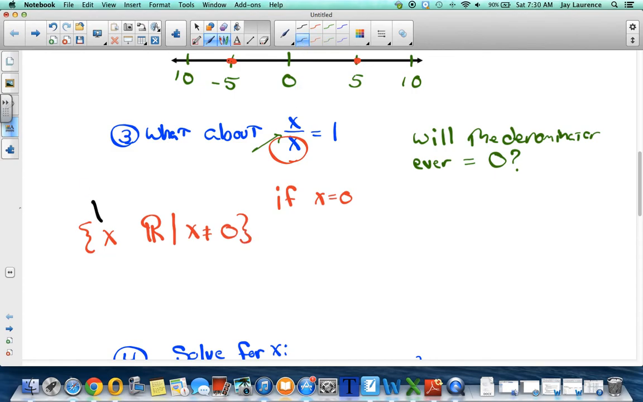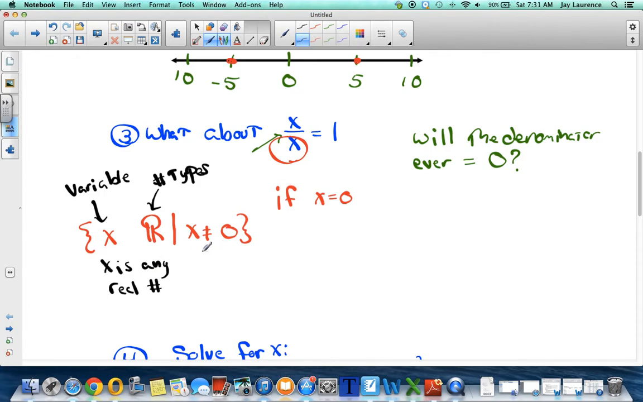Okay, this is your variable. Your variable goes first. This is the types of numbers you're using, the number types. In this case, we're using the entire real number system. We're not restricted to integers or fractions, just any real number. So x is any real number. That's how you read this.